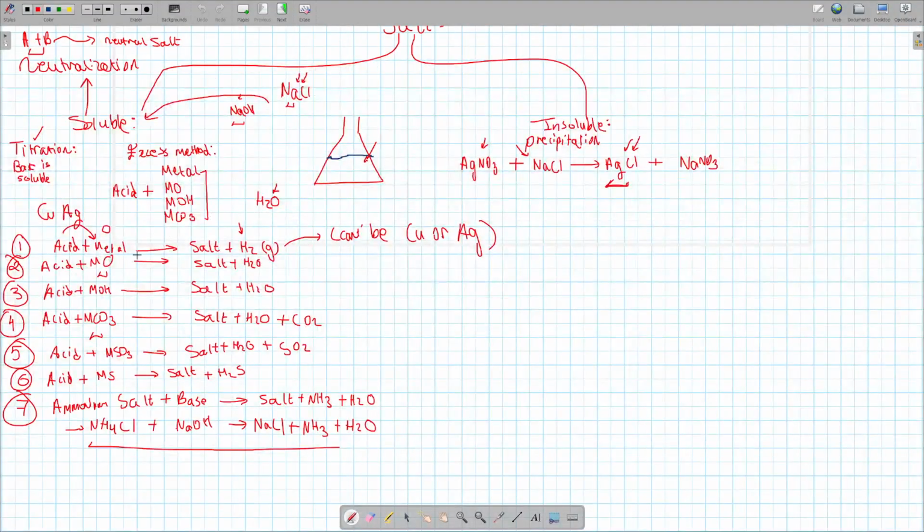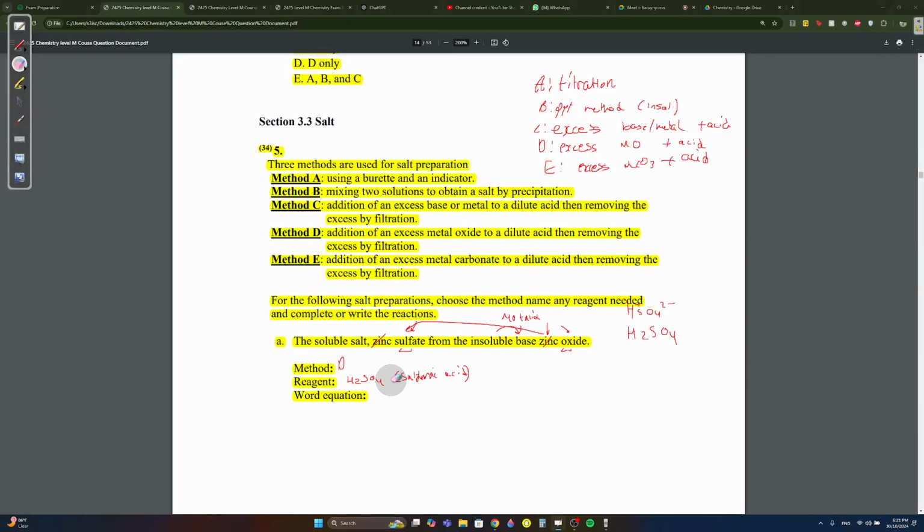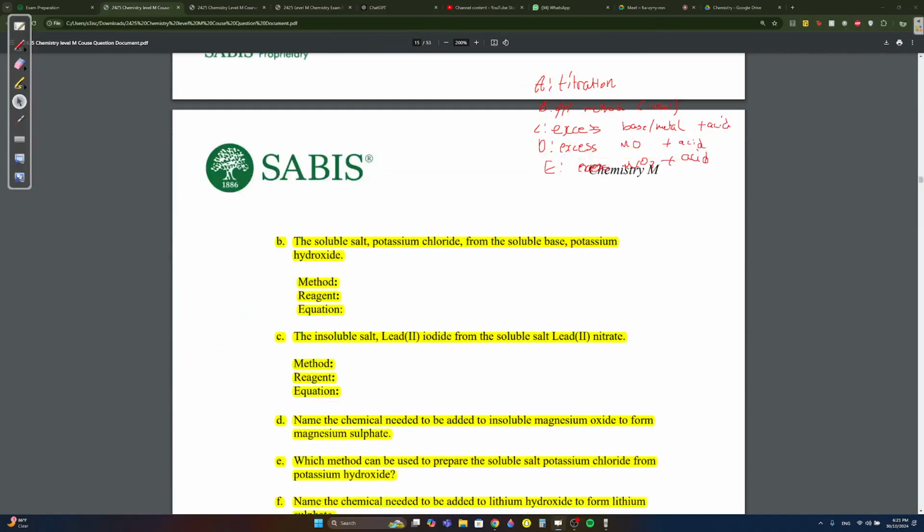Yeah, these equations here, this is what I'm talking about. Acid plus metal oxide gets you the salt plus water. Okay, let me erase this and let's go to part B.